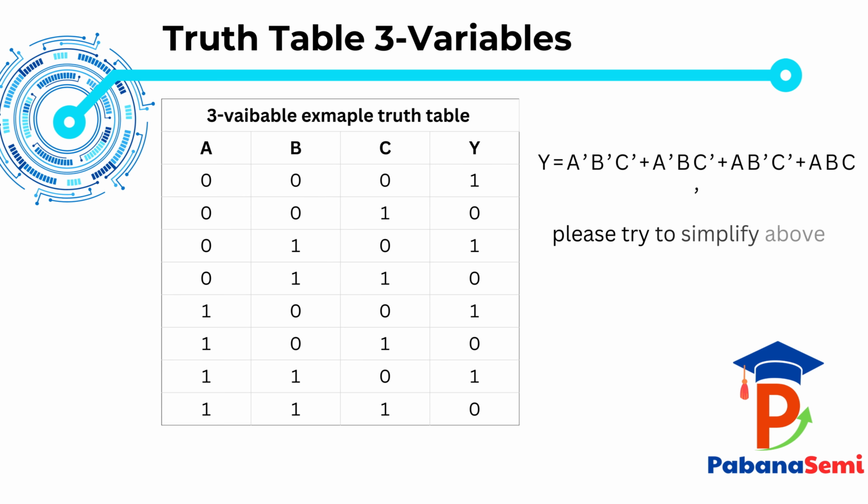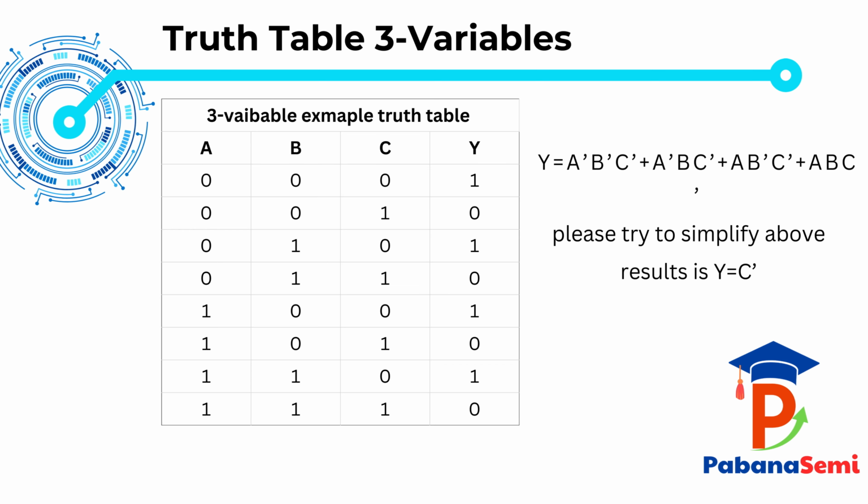Now, let us understand this three-variable truth table. Here, we have three inputs, A, B, and C, and one output, Y. Since there are 3 input variables, the total number of possible input combinations is 2 to the power 3, which equals 8 combinations. That is why this truth table contains 8 rows.